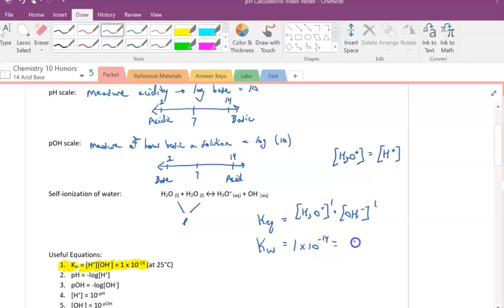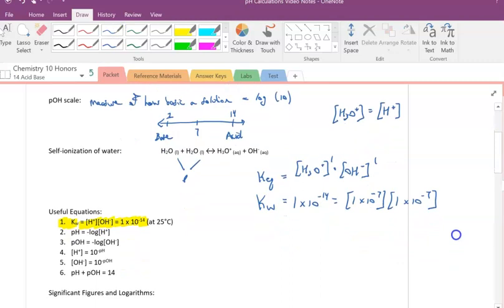So what that tells us is that if I have just a glass of water, then I know that the concentration of the acid in the water is going to be 1 times 10 to the negative 7th, and I know that the concentration of base in the water is also going to be 1 times 10 to the negative 7th. Now this becomes useful because if I take those numbers and I plug that into our equation 2 on the list here, I can get the pH of pure water.